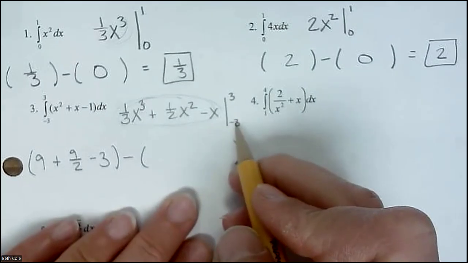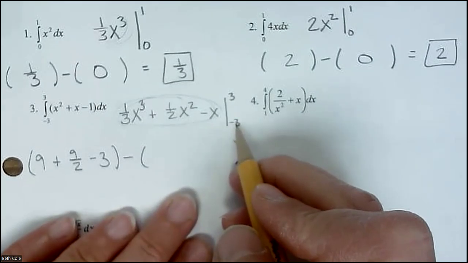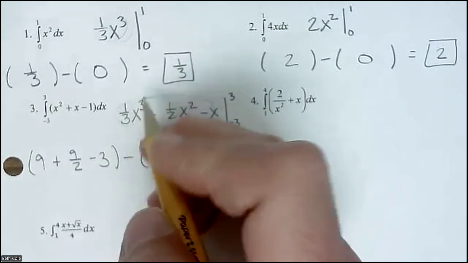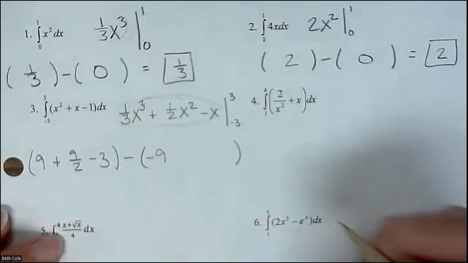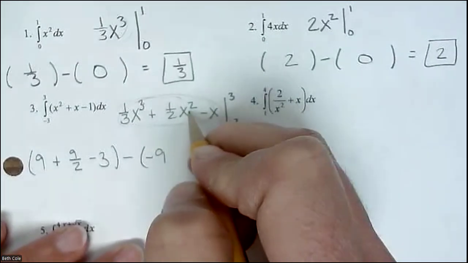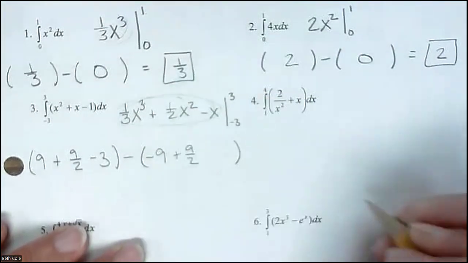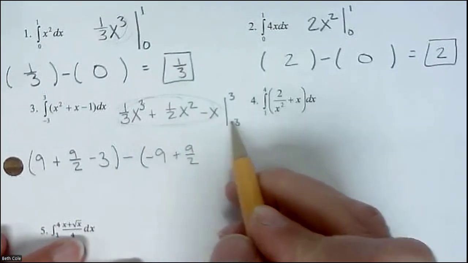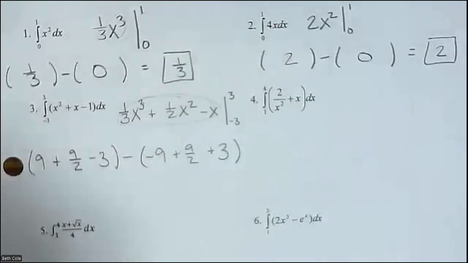Now we're going to plug in negative 3, and it's going to come out very similarly. Negative 3 cubed would be negative 27. A third of that is negative 9. When you square something, it turns positive, so that would still be 9 halves. And then this would be minus negative 3, so plus 3.